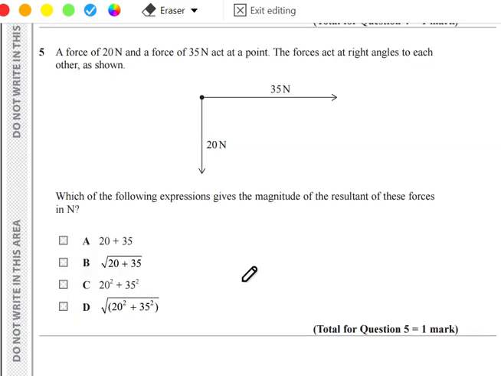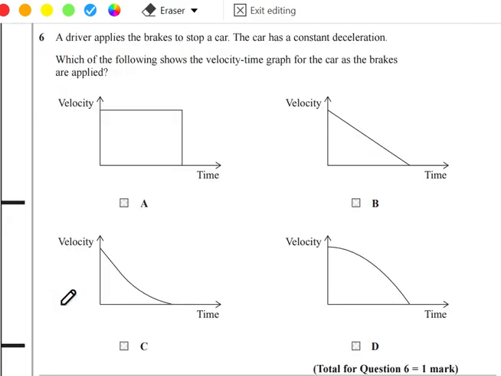There is no misunderstanding of it. Simply, two components are squared under a square root. Constant deceleration needs a straight line with negative slope.